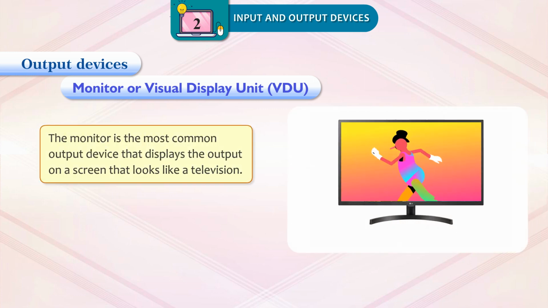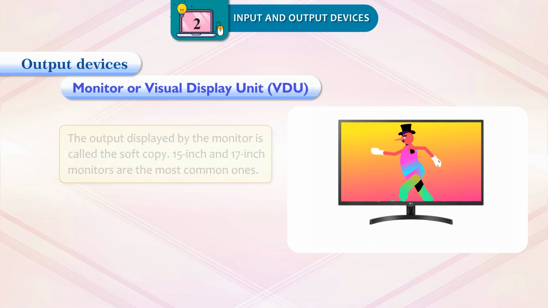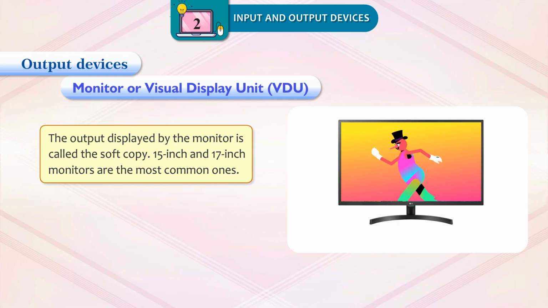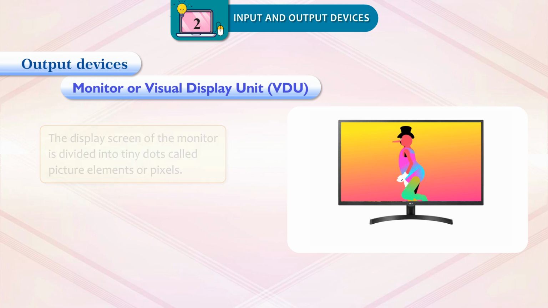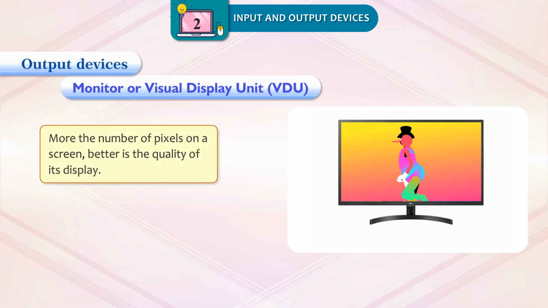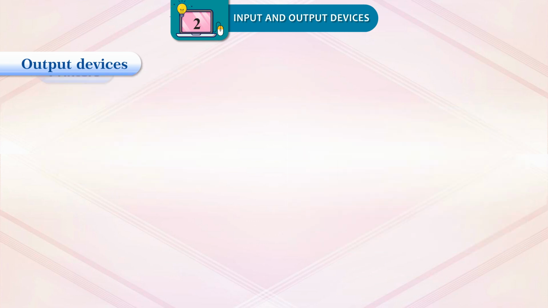Monitor or Visual Display Unit (VDU). The monitor is the most common output device that displays the output on a screen that looks like a television. The output displayed by the monitor is called the soft copy. 15-inch and 17-inch monitors are the most common ones. The display screen of the monitor is divided into tiny dots called picture elements or pixels. The more pixels on a screen, the better the quality of its display.